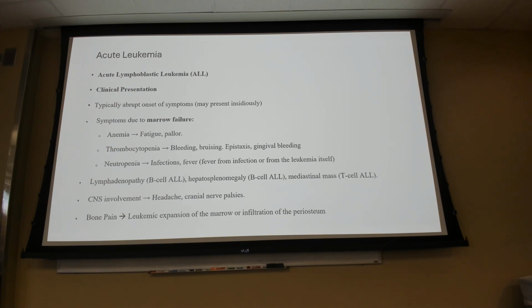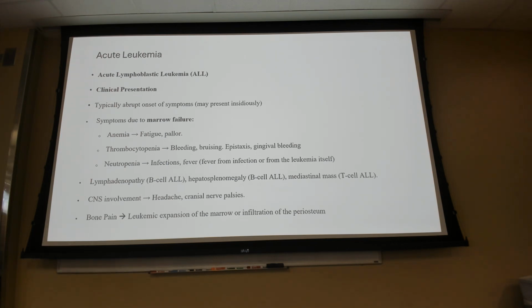All right, clinical presentation. You start to have the bone marrow failure. The bone marrow gets crowded out by all these abnormal lymphoblasts that can't mature. So yes, my anemia, my thrombocytopenia, neutropenia, fever. All right, so fever from infection or fever from the leukemia itself. What are we talking about?